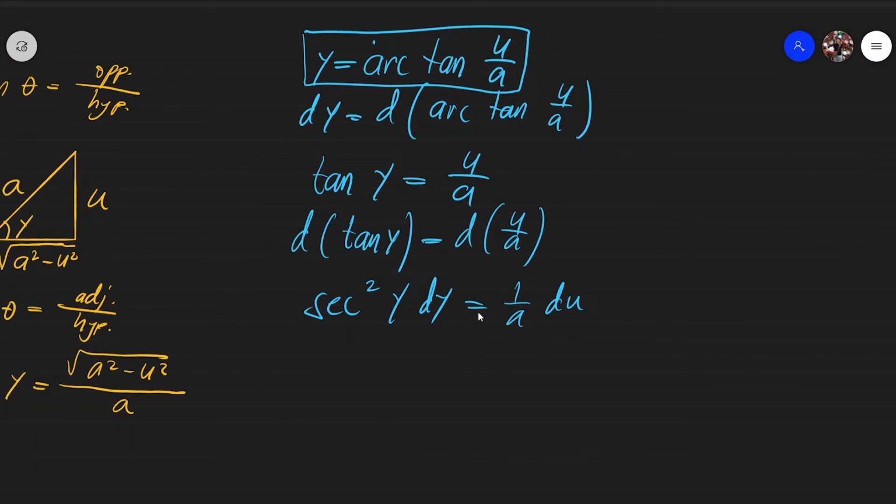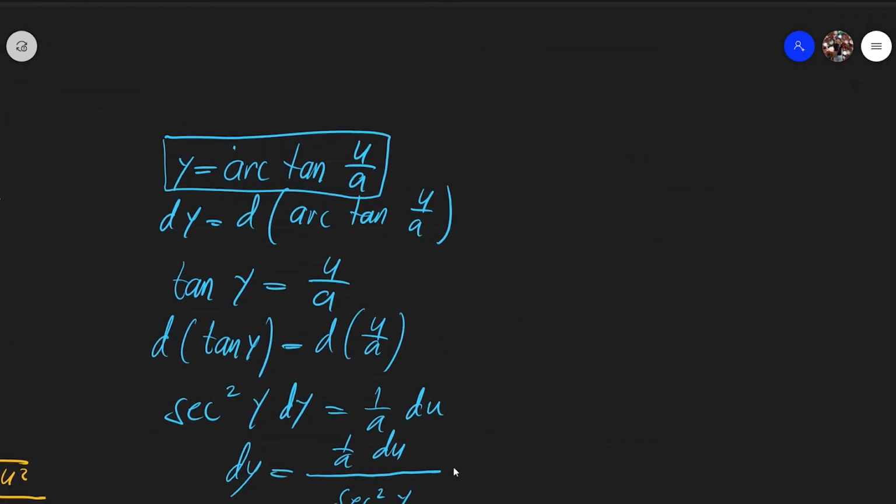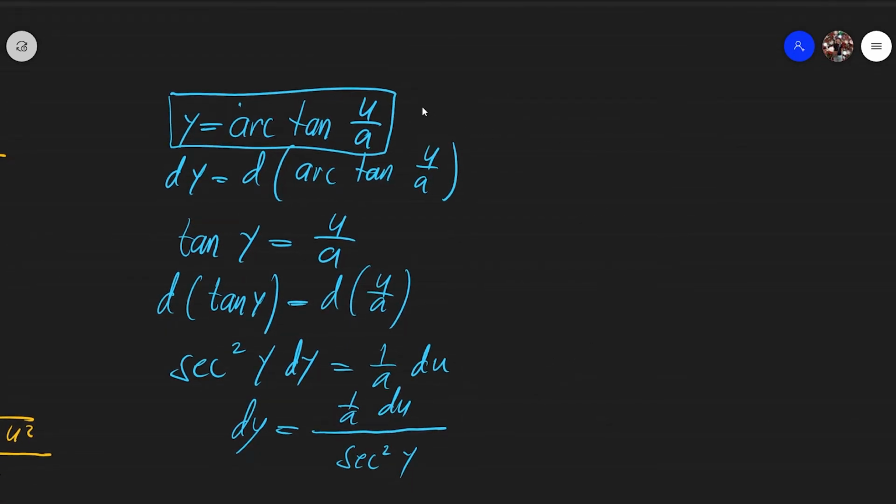So rearranging this function, take note, what we are looking for is the value of dy. So we'll rearrange this equation in terms of dy. So this will be dy is equal to 1 over a du all over secant squared y. Now, you have to replace the value of secant squared y. Okay, you will go back to the original given function, y is equal to arctan u over a. Or you could rewrite this as tangent y is equal to u over a.